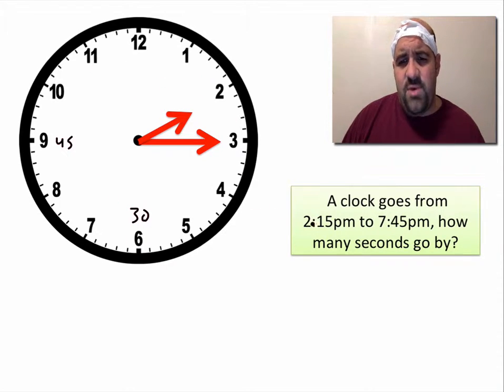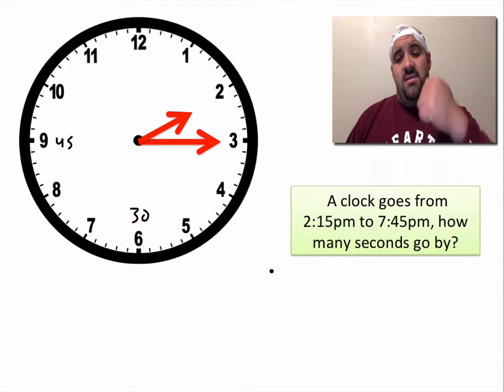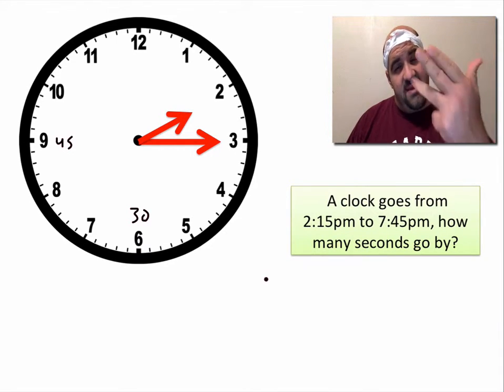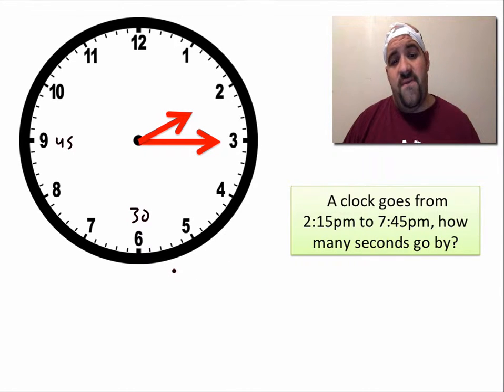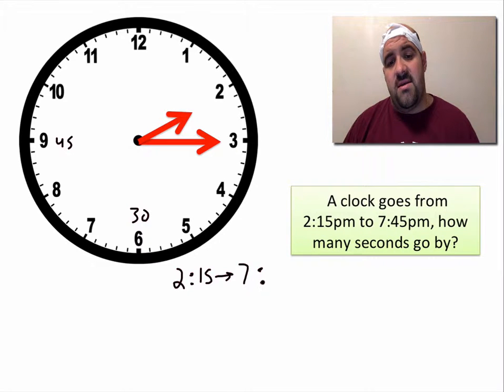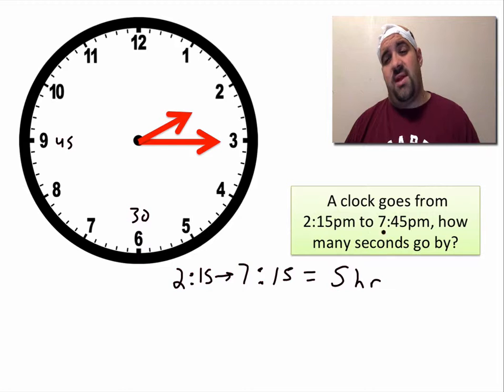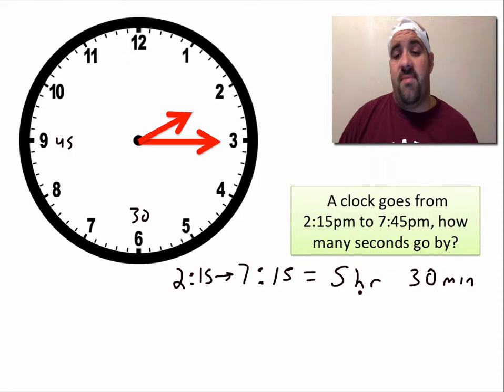So if a clock is going from 2:15 to 7:45, how many seconds go by? Well, the easiest way for me to do this is to break this into parts. There's many ways you can do it, but I would say if you're starting at 2:15 to 3:15 to 4:15 to 5:15, 6:15, 7:15, 2:15 to 7:15 is 5 hours. And of course, to go from 7:15 to 7:45, we can subtract 45 and 15. That's 30 minutes. So we know 5 hours and 30 minutes went by.